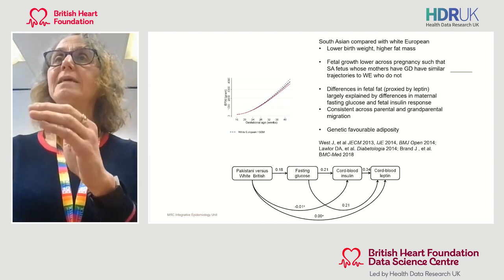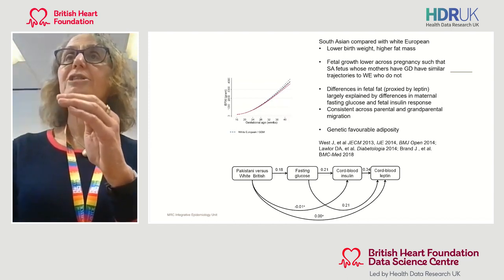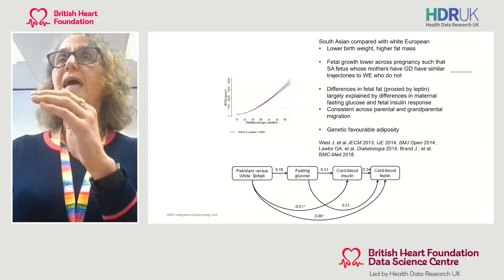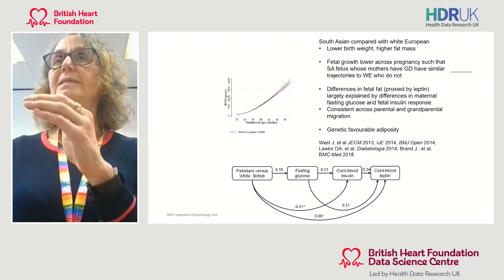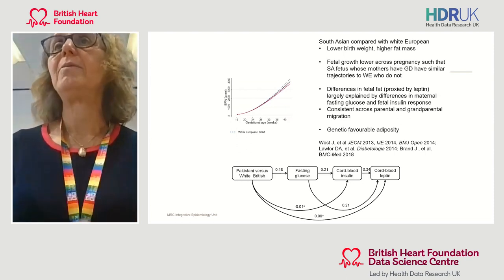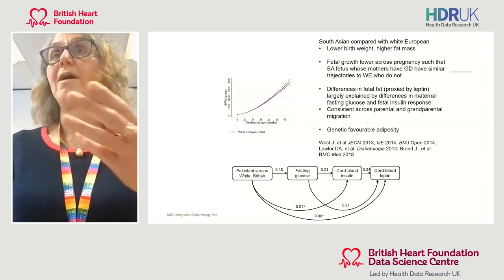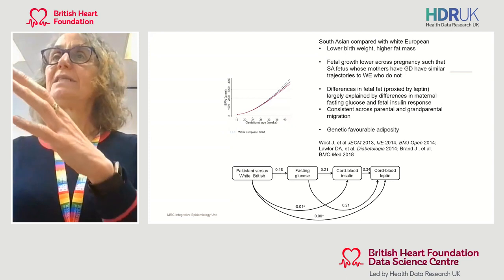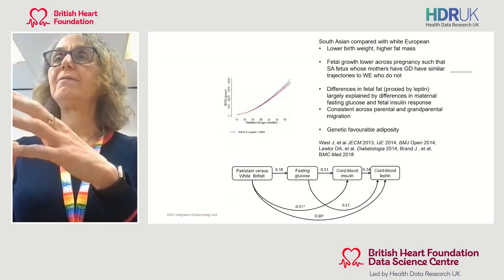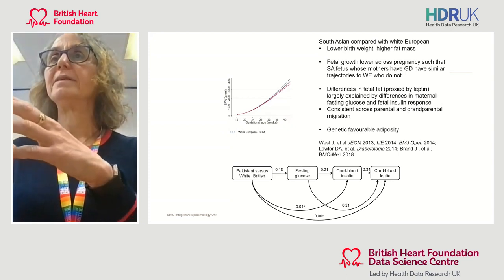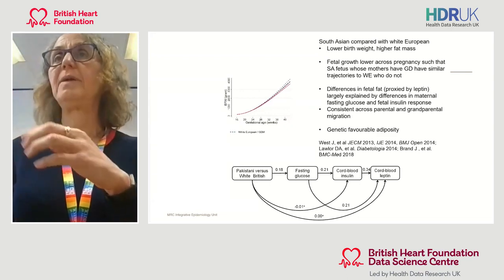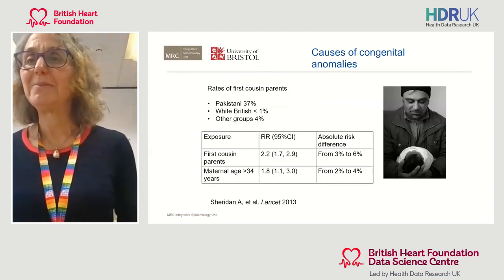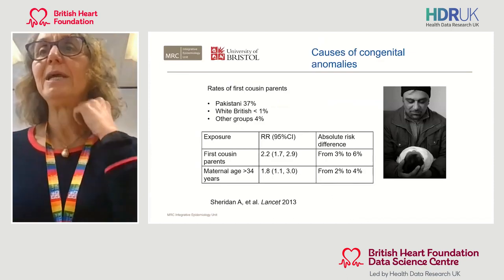And so what that means is that the trajectory of change in fetal growth for a South Asian infant whose mother has gestational diabetes sits exactly on top of a white European woman who does not have diabetes. And then at the bottom here, we showed that differences in fatness at birth, based on skin folds and cord leptin levels, between South Asian and white European infants were largely explained by the differences in glucose. Sorry, I'm rushing a bit because I'm just aware of time rolling on.